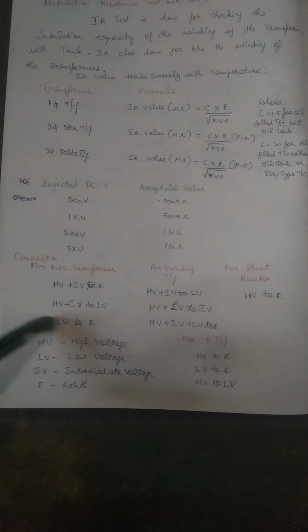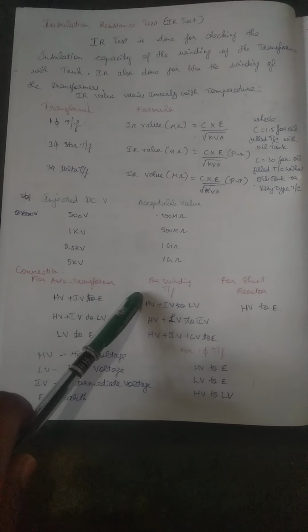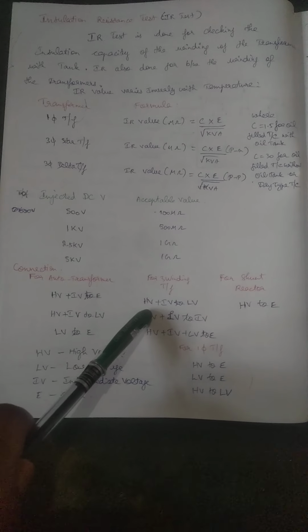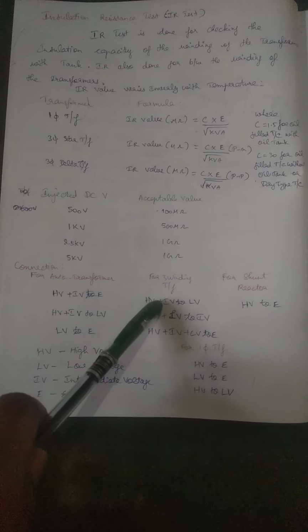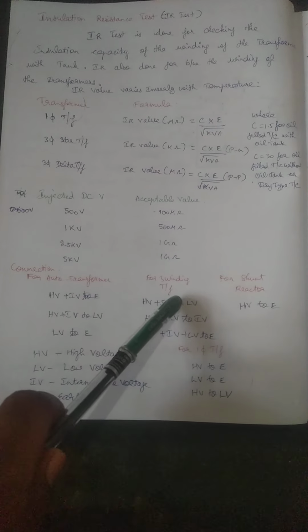This is your auto transformer connection checking for insulation testing. For a three-phase winding transformer, HV plus IV to LV is one type of connection, which means the HV and IV will be connected with one lead, and the LV will be connected to another lead.